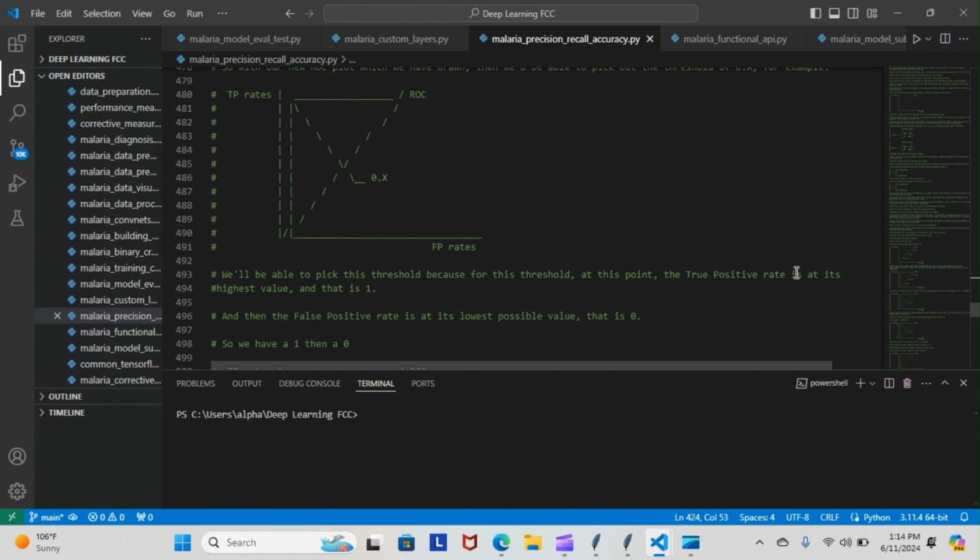the true positive rate is at its highest value, and that is 1. So we started from here because this is the highest of our TP rates, which is 1. This would be 0 down here, but we have it here at 1. So we start from here, and we're going to try to plot it down to the 0.x. And then the false positive rate is at the lowest possible value, that is 0. So that's going to be down here, 0. So we have a 1 and then a 0.